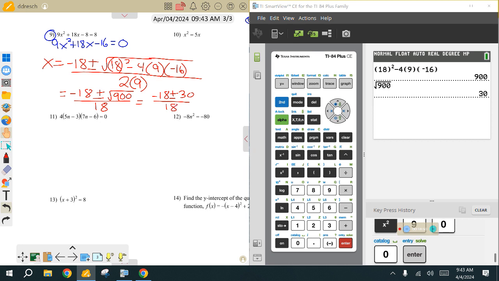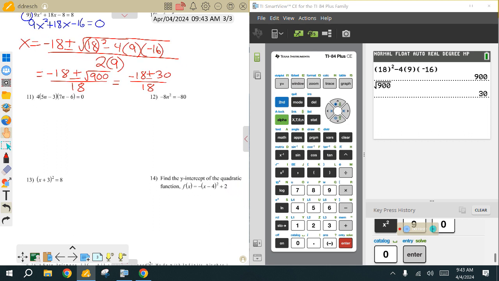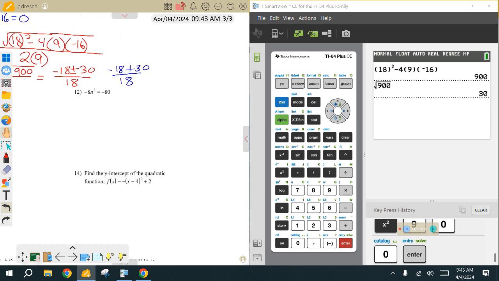Now you have to commit. You can't stop here. You have to commit to finishing this up. You have to separate this out to your 2 rational solutions. Negative 18 plus, negative 18 minus. So go and commit now to your last 2 solutions. Negative 18 plus 30. And the other one is not that. Negative 18 minus 30. So what do you get then?